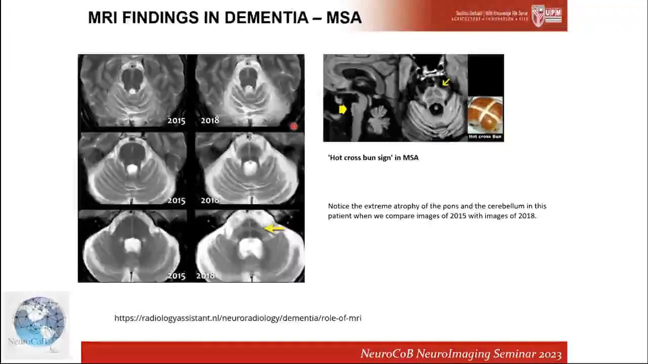So I just show you some findings in MSA. You can see a global atrophy, with widening of the cerebellar sulci and the prominent folia. So this is the hot cross bun sign in MSA. You can see here, macam kalau kita potato bread lah, kan? It is present in the pons area.